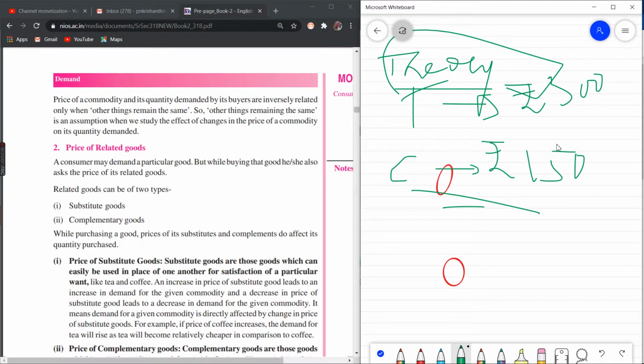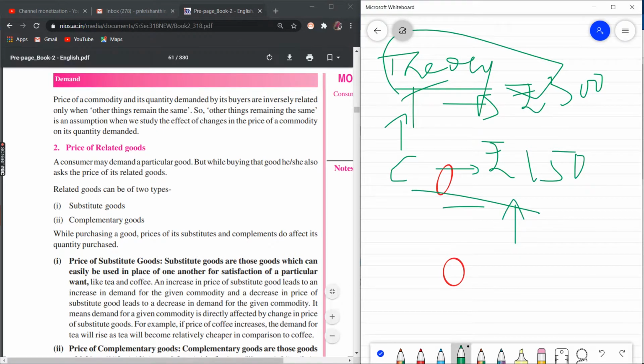Normally, when you go to the shop and the price of tea is 300 rupees and the price of coffee is 150 rupees, when you are money conscious you will definitely choose coffee. When the price of tea increases, the demand for coffee increases. This is what substitute goods are.